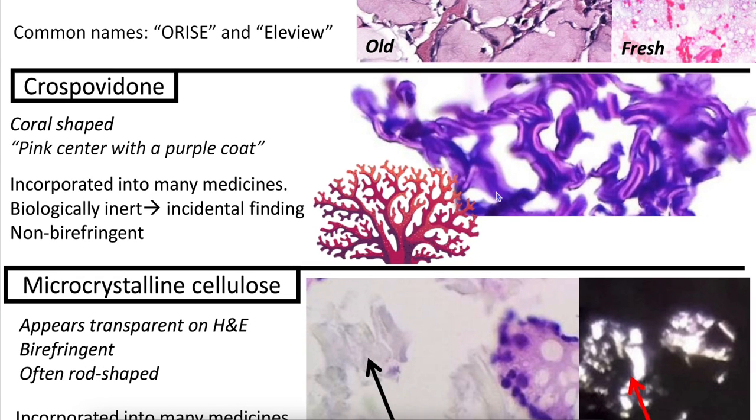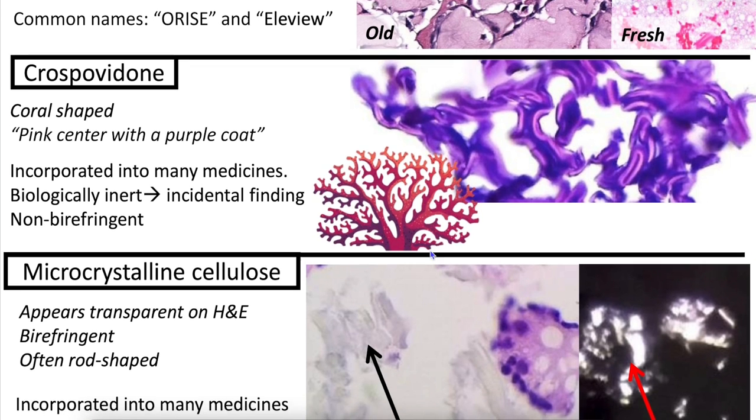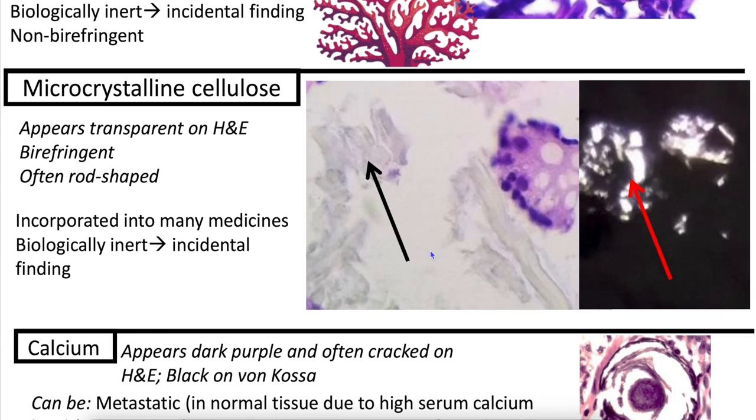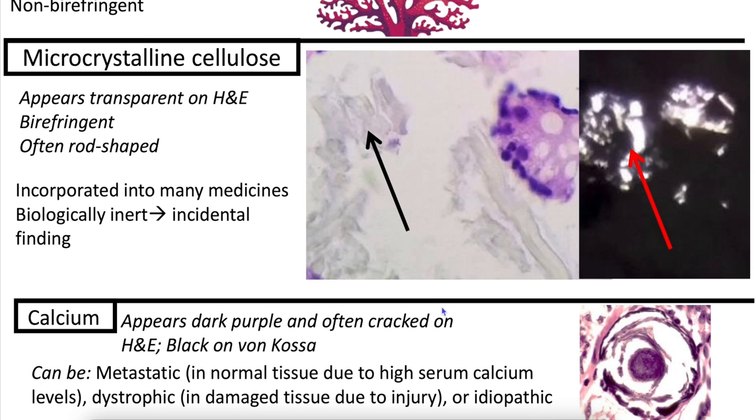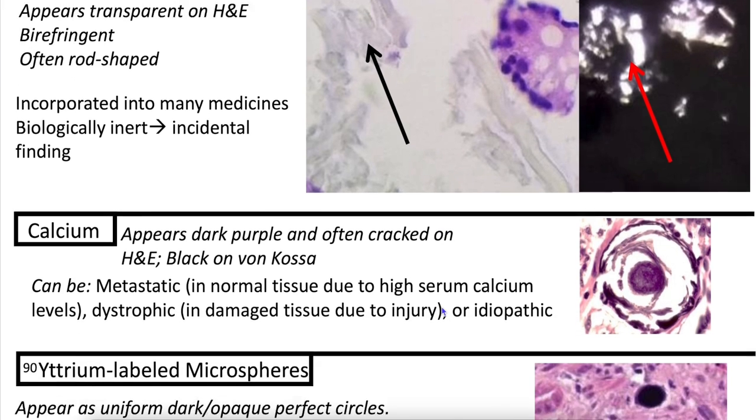Crospovidone, which is coral-shaped, it's got a pink center with a purple coat, and incorporated into many medicines. It's biologically inert, and it's an incidental finding and non-birefringent. Microcrystalline cellulose. It appears transparent on H&E. It is birefringent and often rod-shaped, and incorporated into many medicines, is biologically inert, an incidental finding.